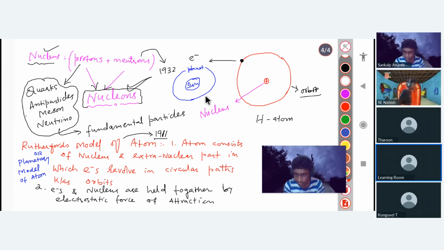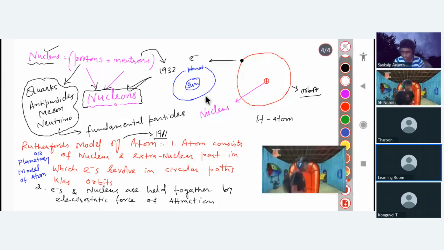They are negatively charged. They have very small mass. So that's why they are actually revolving. They have wave nature, which you will study in the higher classes. Wave is always delocalized, that is always in motion. So that's why electrons are in motion.